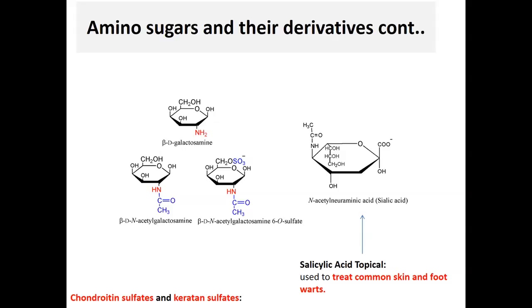Okay? And another example is this: you have a different group attached to it called sialic acid, and I thought I'd bring it out to you. It's used to treat warts on the skin of your foot. Okay, so this is the ingredient for that. They are components of chondroitin and keratan sulfate in the connective tissues and so forth. I'm going to give you an example of those as we go. Okay.